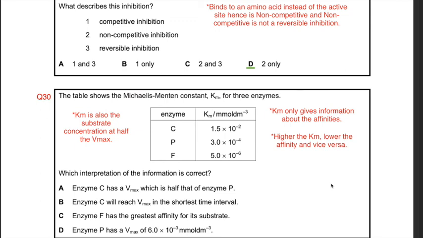Enzyme F has the greatest affinity for its substrate, because they are asking which interpretation of the information is correct. Therefore, we should refer to the information that is given in the table, and from that information we can only conclude that enzyme F will have the greatest affinity. Hence, the answer is C. The other answers talk about Vmax, which we cannot say from the given table information. Therefore, they are incorrect.